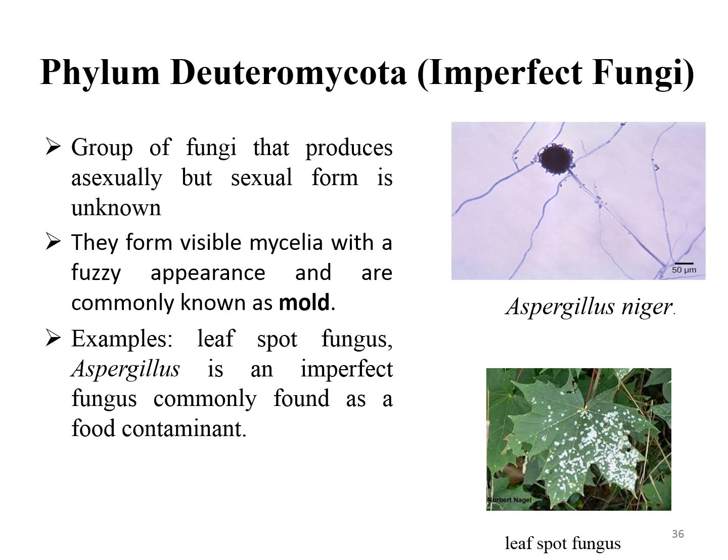Most members live on land, but some are aquatic. They form visible mycelia with a fuzzy appearance and are commonly known as mold. Leaf spot fungus caused by Aspergillus is an imperfect fungus commonly found as a food contaminant.